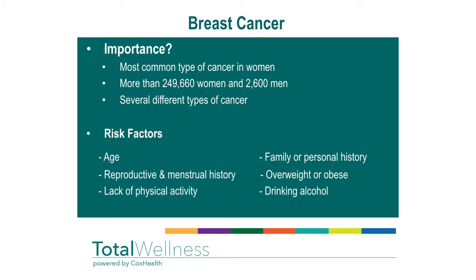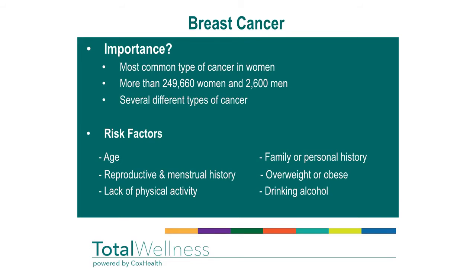Reproductive and menstrual history is part of it. A lot of your breast cancers are actually hormone-based. So the longer you have those hormones in your body, the elevation of risk is there. So if you're someone who started having menstruation at 10, 11 years old, you've had several years of that happening, and it's increased your hormones for a period of time, so that increases your risk. Lack of physical activity. Family or personal history.